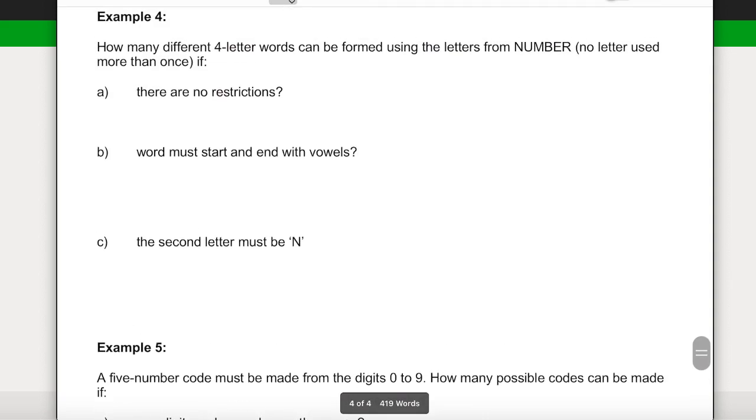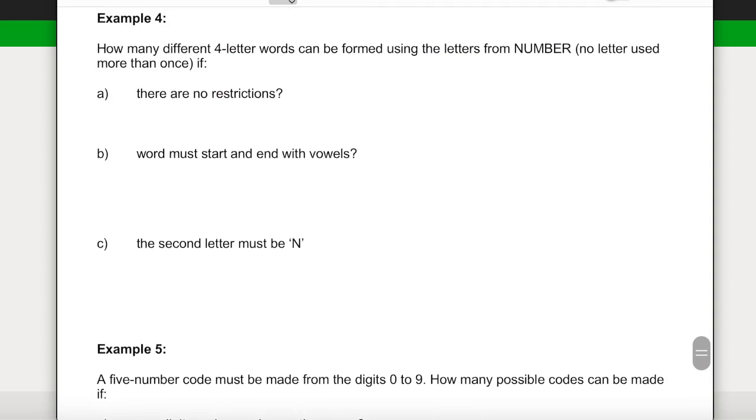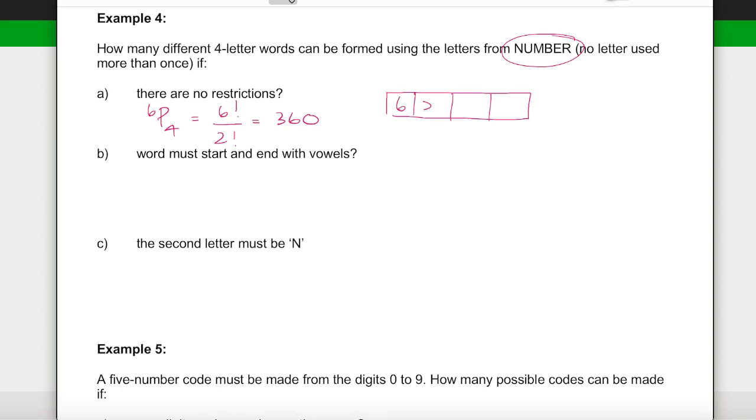So we have: how many different 4-letter words can be formed using the letters from the word number, where no letter can be used more than once, if there are no restrictions? So there's a couple of ways that we can look at this. We've got 6 letters here, so we could say 6 permutate 4. We could use our calculator, or we know that we could do 6 factorial over 2 factorial, and we're going to get 360. Remember, our other option is to think about placing those letters into those 4 positions. So we'd have 6 times 5 times 4 times 3, and that'll always give us 360.